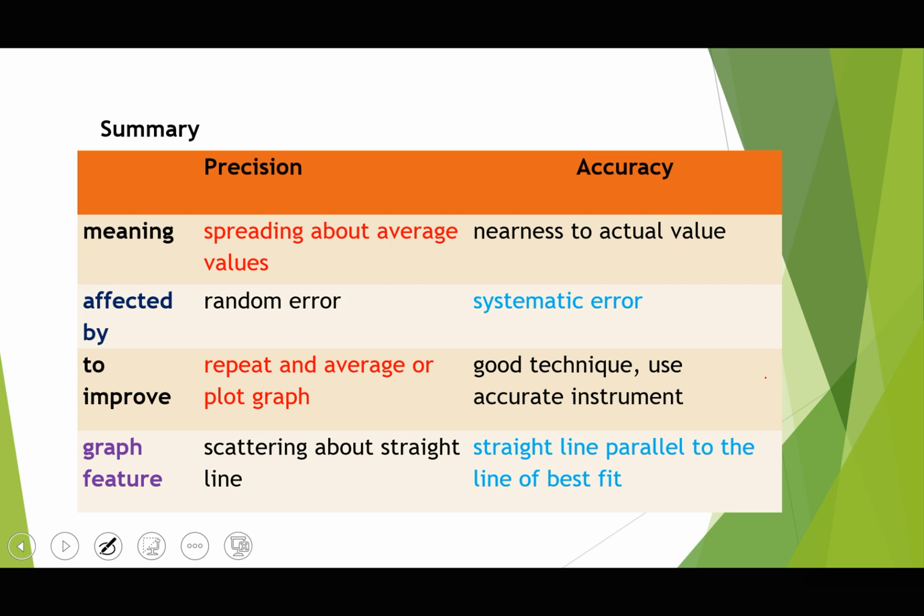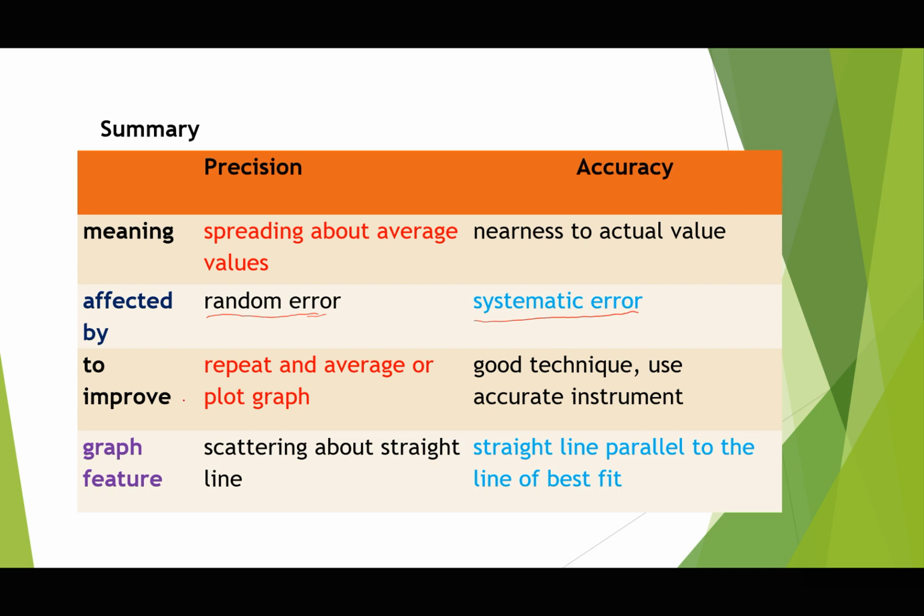In summary, when we talk about precision, we are referring to the spread or scattering about average values. When we talk about accuracy, we are talking about how close measured values are to the true value, or nearness to the actual value. Precision is affected by random error, which we are going to see. Accuracy, because it depends on the instrument, is affected by systematic error.